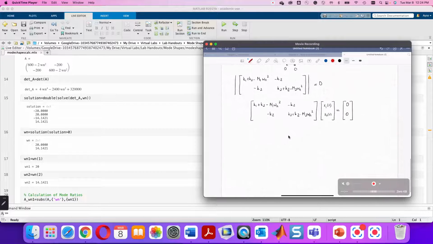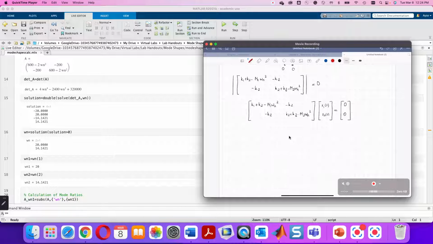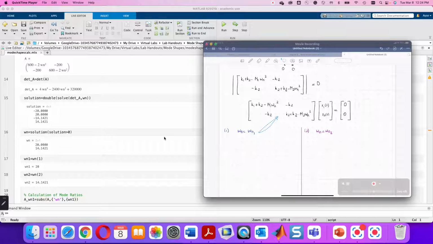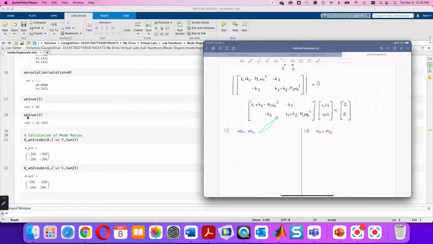So I was trying to calculate the mode ratios of this system. There are 2 frequencies. In our first case, omega n is equal to omega n1, and in my second case, let me separate it, omega n is equal to omega n2, and we're going to go back and plug that into our equation. We selected omega n1 and omega n2 from this general solution.